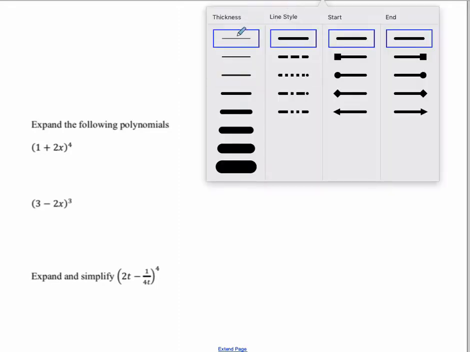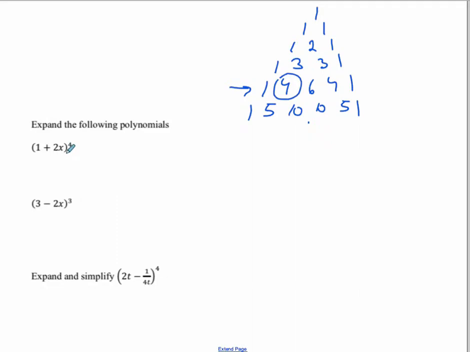Firstly, we have (1 + 2x) to the power of 4. So in this case, we can say the a is 1 and the b is 2x, and we can follow our pattern from before. First, you're going to have a to the power of 4, so that's just 1 to the power of 4. Plus, and then we have our binomial coefficient for the 4th row, which is 4, times a to the power of 3. So we got 1 to the power of 4, now we're going to have 1 to the power of 3. And then we're going to have 2x to the power of 1.